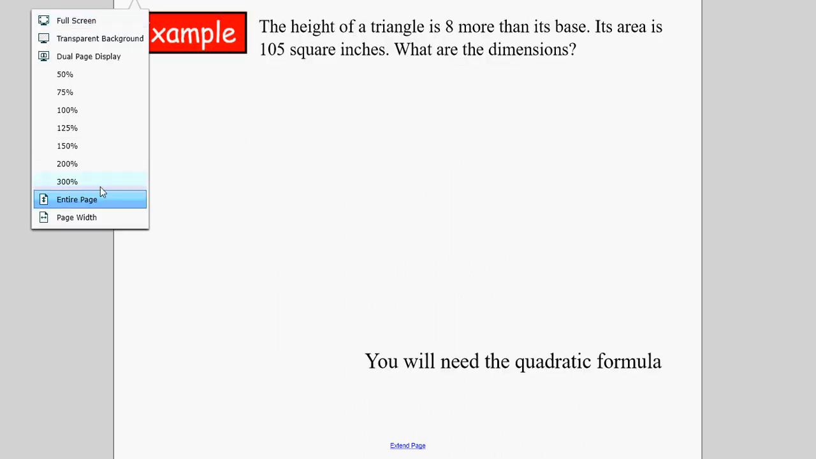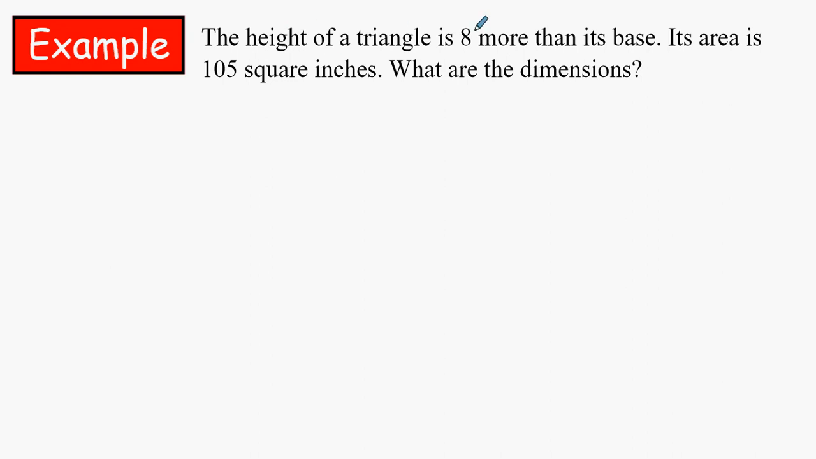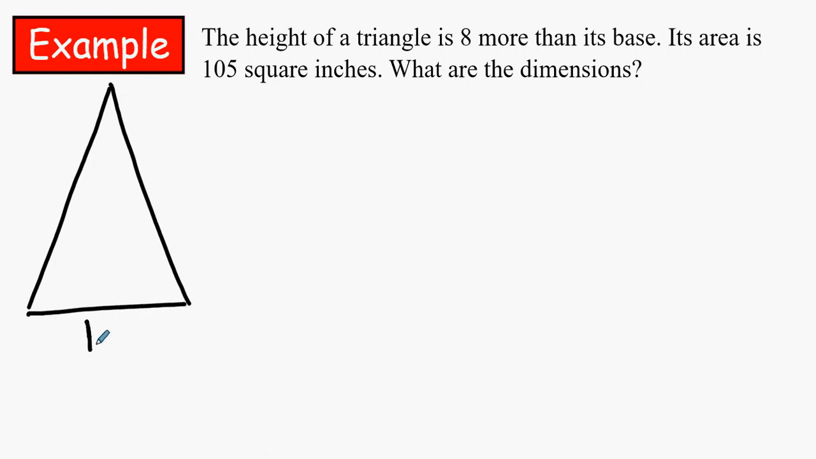Second example. The height of a triangle is 8 more than its base. Its area is 105 square inches. What are its dimensions? Let's draw a little picture, actually. It says the height of a triangle is 8 more than its base. So it's a little taller than it is its base. So if this is its base, then its height here is 8 more than that. So from here to here is base plus 8. That's what the picture looks like.